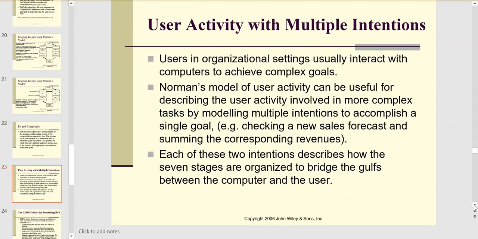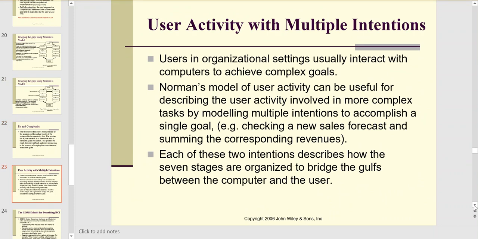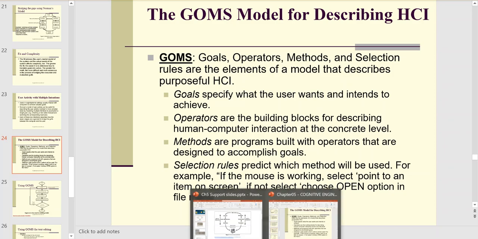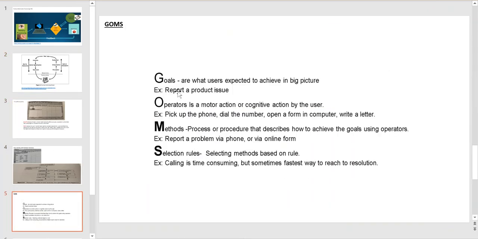We have the second. Okay, what I will do, I'll just skip fit and complexity for later on. I'll skip this one as well, multiple intention, and I'll jump to GOMS. So we have a second model. The first one, you called it Norman's seven stage model of user activity. The second model, we call it GOMS. So GOMS refers to goals, operators, methods, and selection. So, okay, let us go back here and see what they are. So this is GOMS: G for goals, O for operators, M for methods, S for selection.